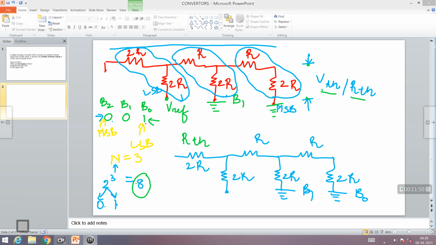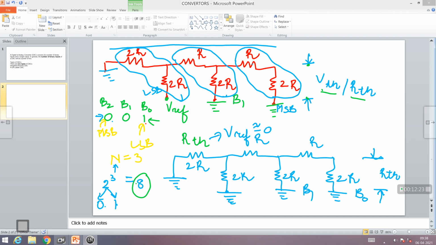What you do to the MSB bit is, since you want to find your RTH across these points, whenever you find the effective resistance, you have to short the voltage sources. So this Vref has to be shorted, so you have to ground it right now. This 2R also is grounded. Here also actually it is grounded. Okay. Now, Vref you have to make equal to 0 when finding RTH.